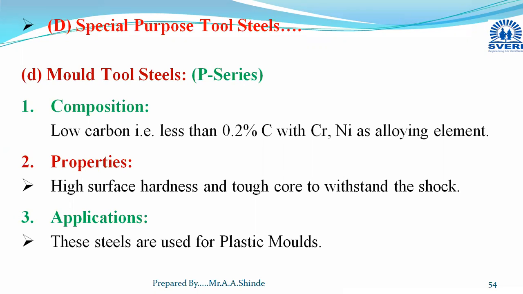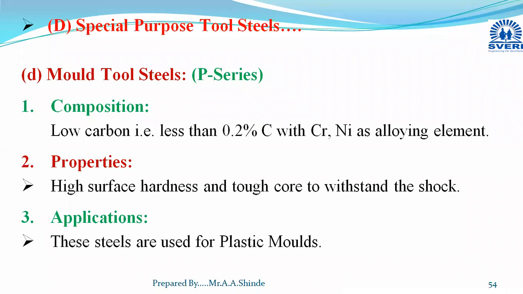Okay, so in this way, we have completed tool steels, and in these tool steels, we have completed cold worked tool steel with its four types: water hardening tool steel, oil hardening tool steels, air hardening tool steels, and high carbon high chromium steels. Then hot working tool steels with its three types: tungsten type, molybdenum type, and chromium type hot work tool steels.